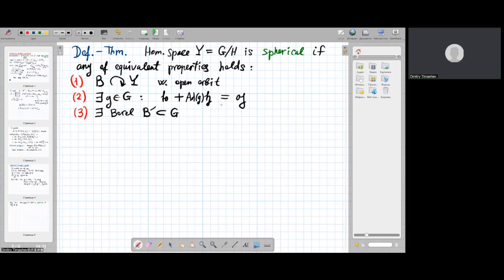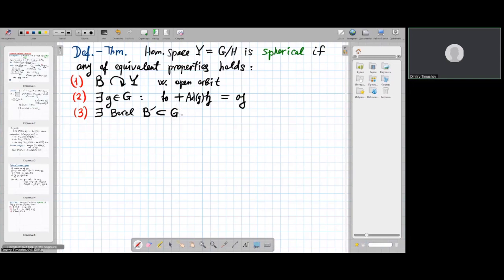And what does condition 1 mean by open orbit? The orbit of a point is an open set. There exists a point in Y such that the B orbit of this point is an open subset in Y. Well, any point in this open orbit possesses this property, of course. So the condition is that there exists such an orbit.